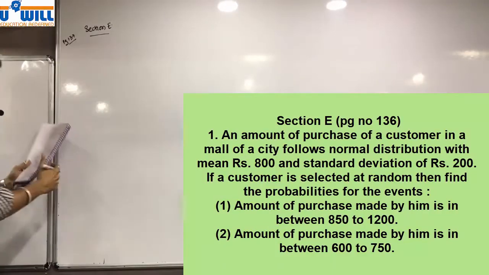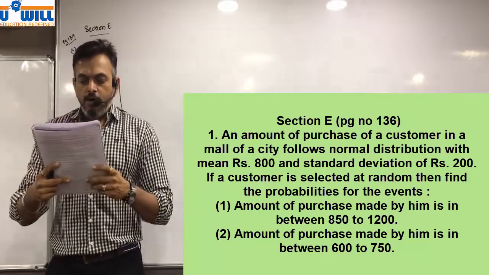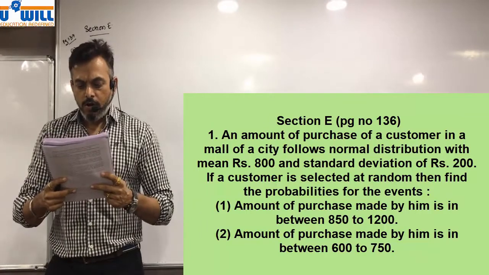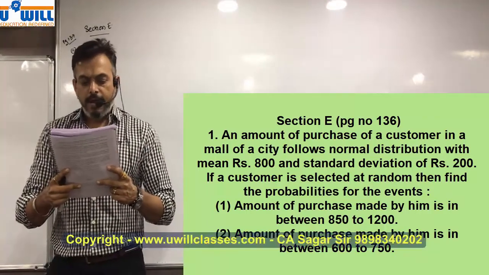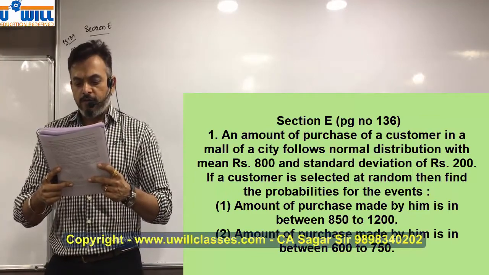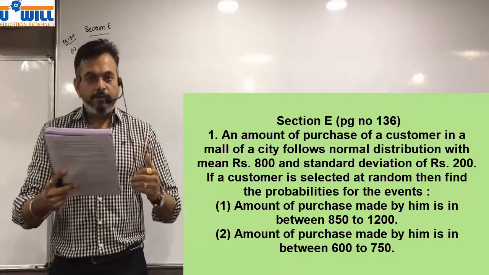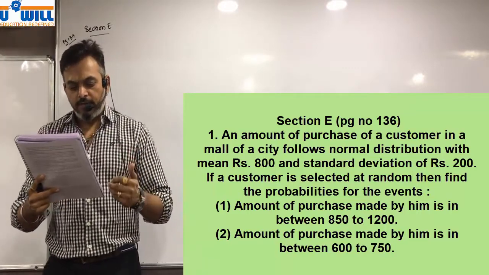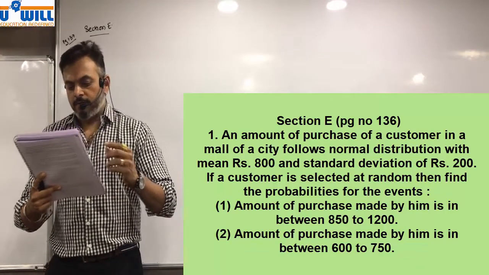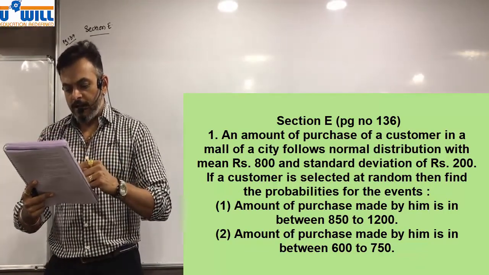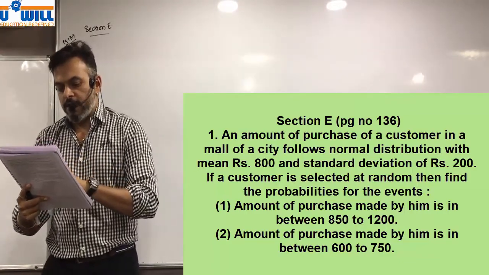Number 137. First sum: the amount of purchase of a customer in a mall of a city follows normal distribution with mean 800 and standard deviation 200. If a customer is selected at random, then find the probability of the following events. First, the amount of purchase made by him is between 850 and 1200, and second, the amount of purchase made by him is between 600 and 750.